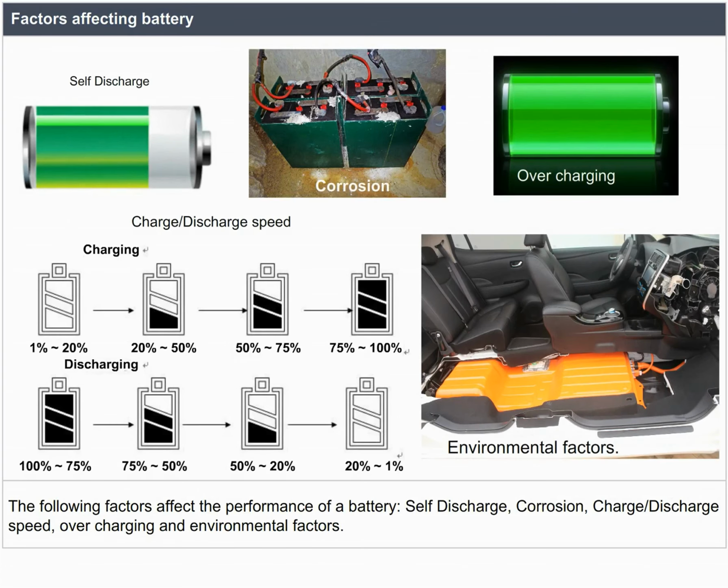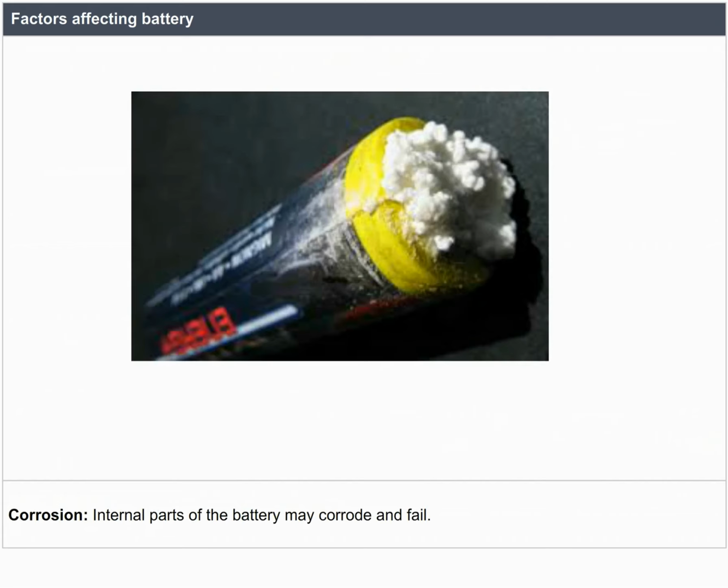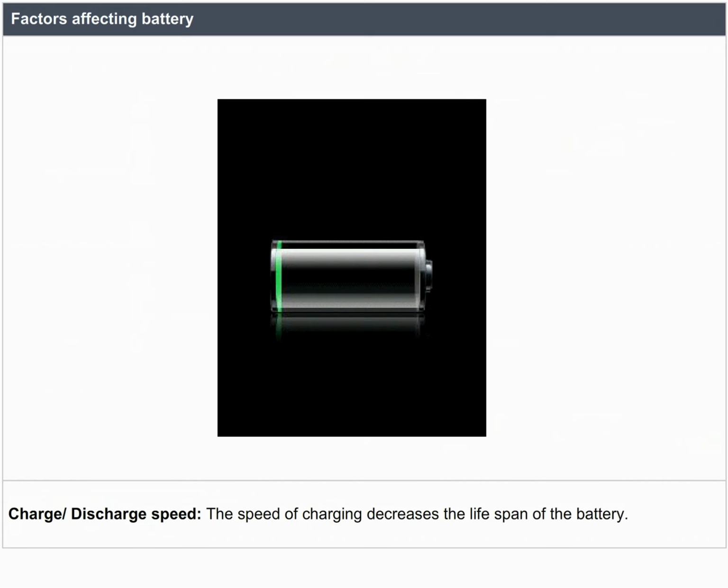Factors affecting battery. The following factors affect the performance of a battery: self-discharge, corrosion, charge-discharge speed, overcharging, and environmental factors. Self-discharge. Due to non-current producing chemical reactions taking place in a battery, they lose about 8–20% of original charge when stored. Corrosion. Internal parts of the battery may corrode and fail. Charge-discharge speed. The speed of charging decreases the lifespan of the battery.